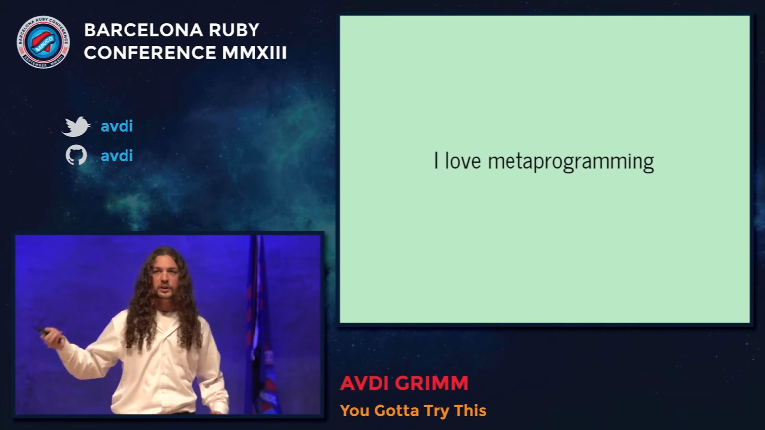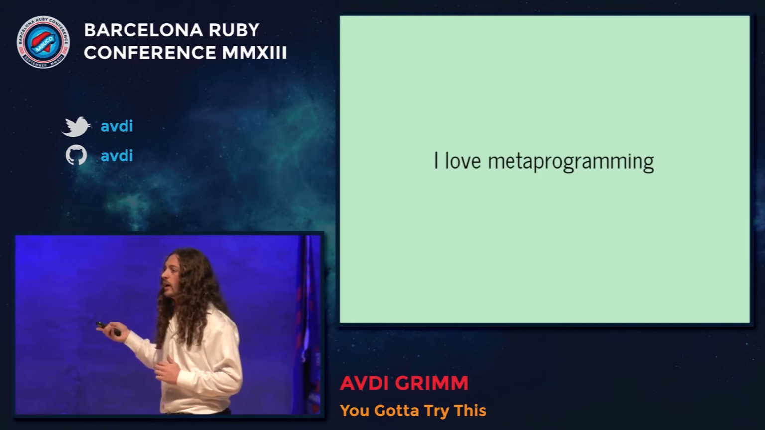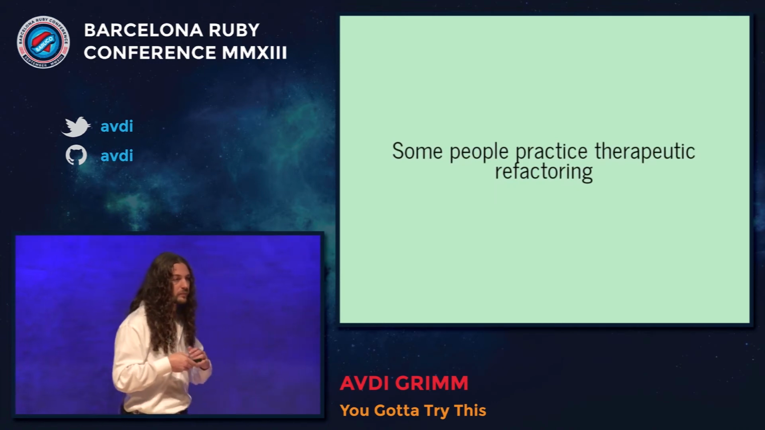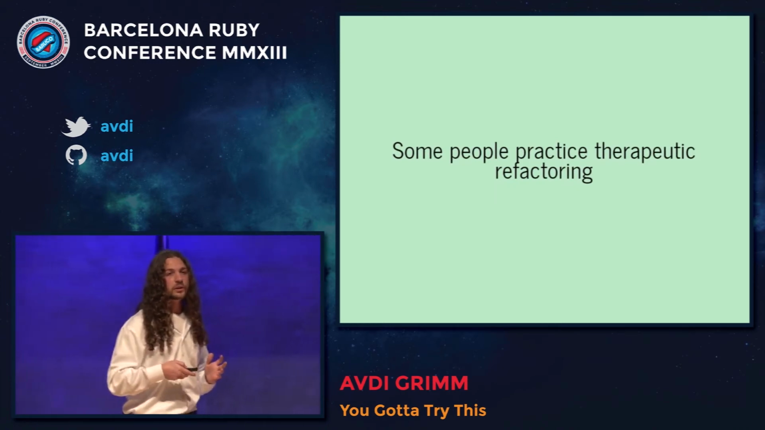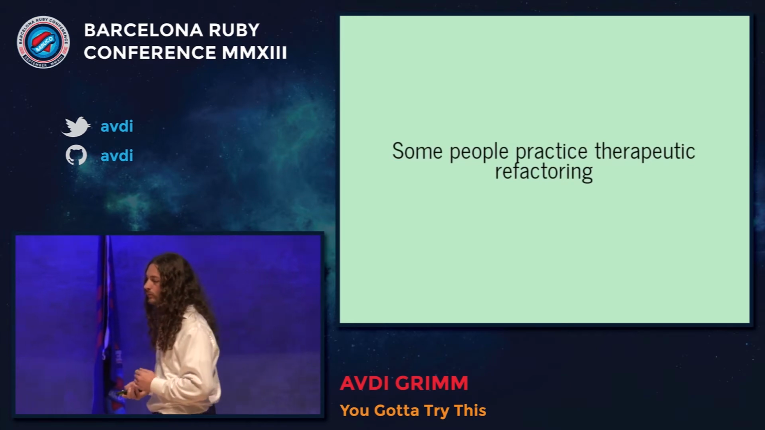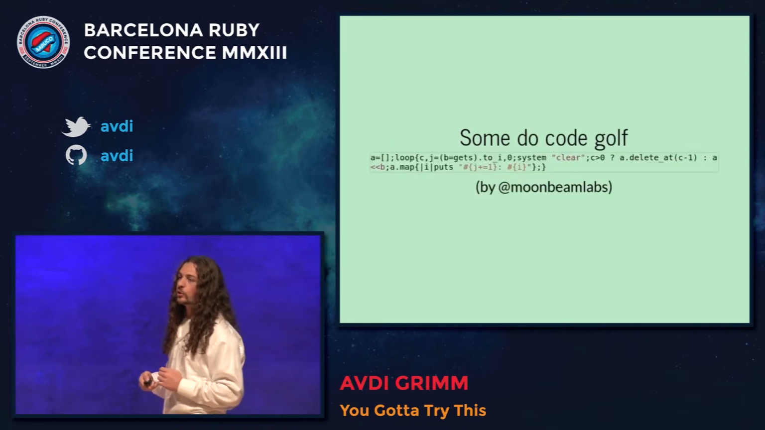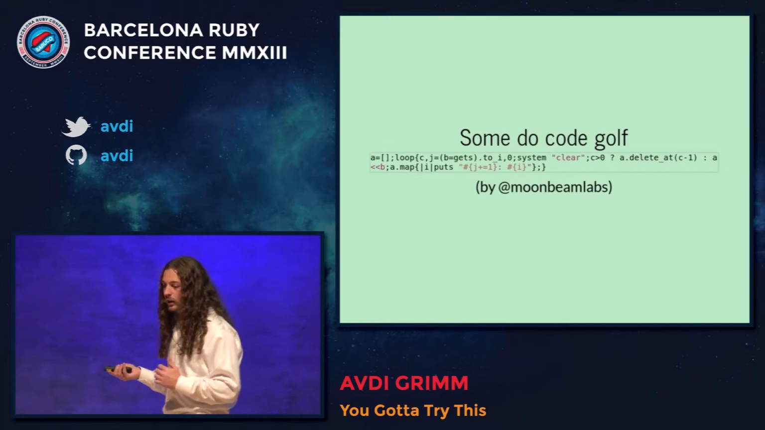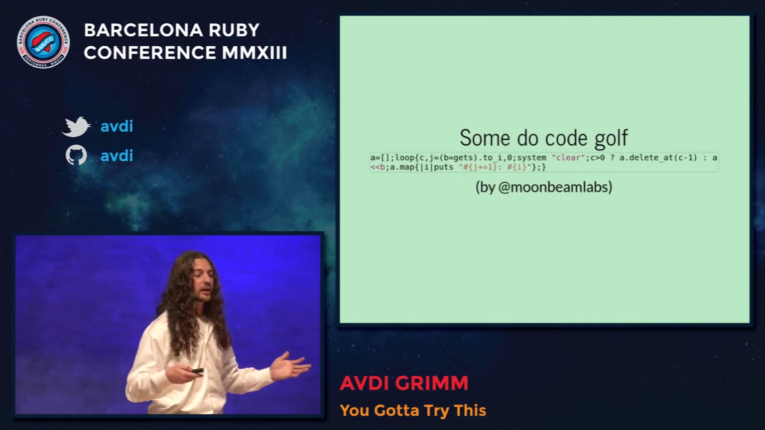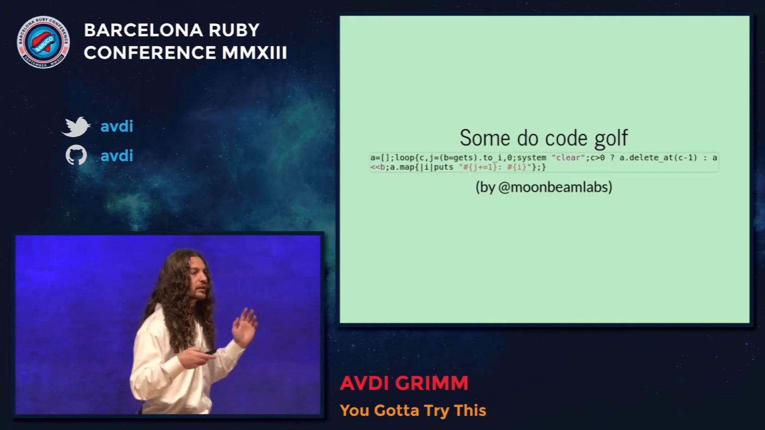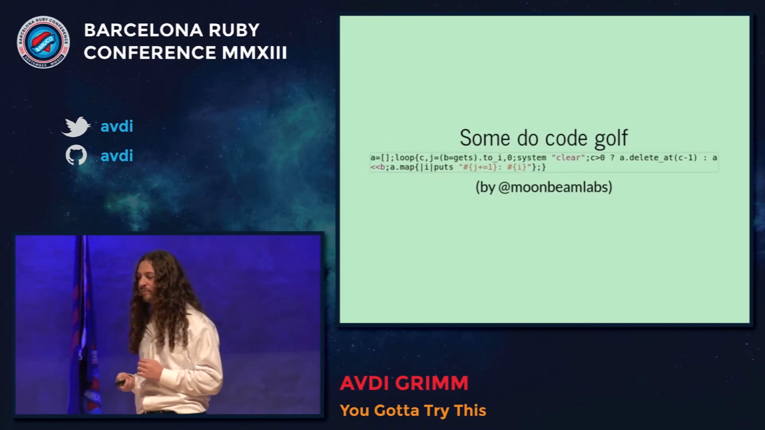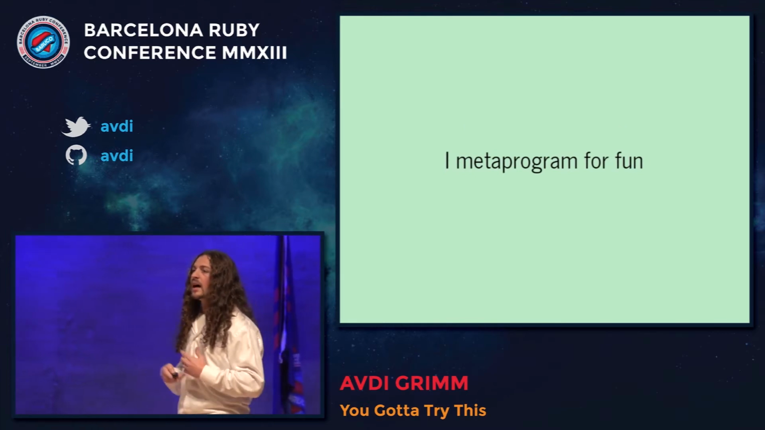And different programmers do different kinds of programming for fun. Katrina Owen talks about doing therapeutic refactoring code for the sheer pleasure of it. Some people like to do code golf, where you try to make the smallest possible program to accomplish something. This, believe it or not, is a fully functional to-do list written in 140 characters. I metaprogram for fun.